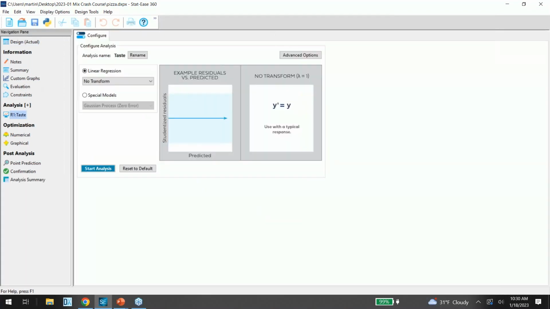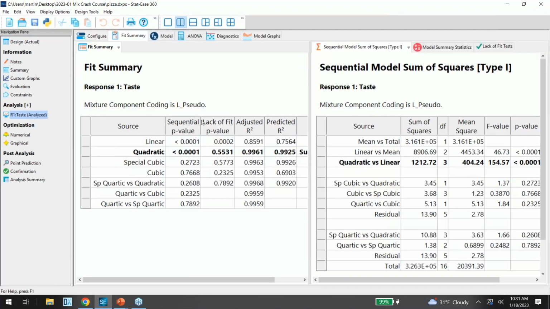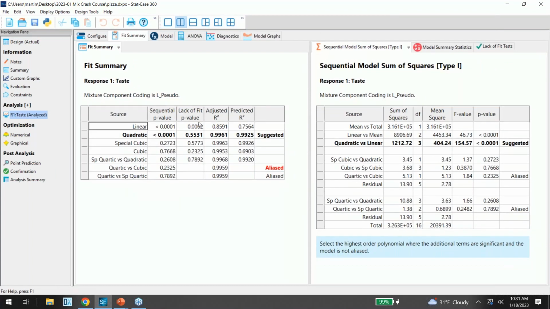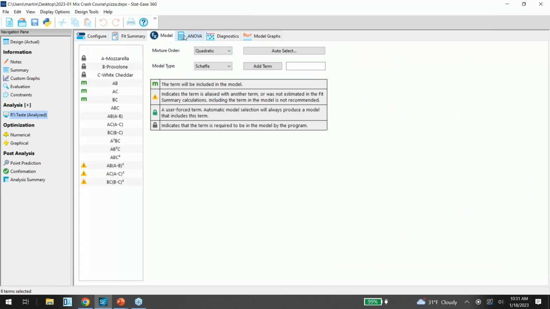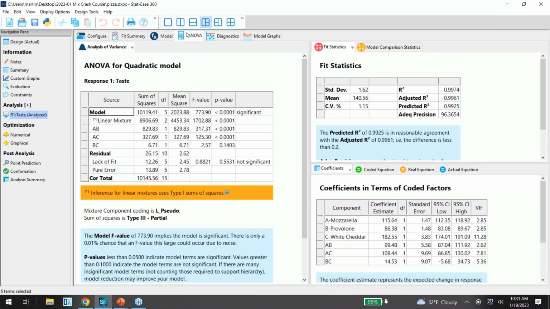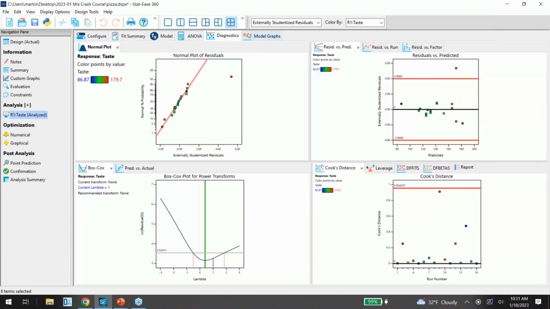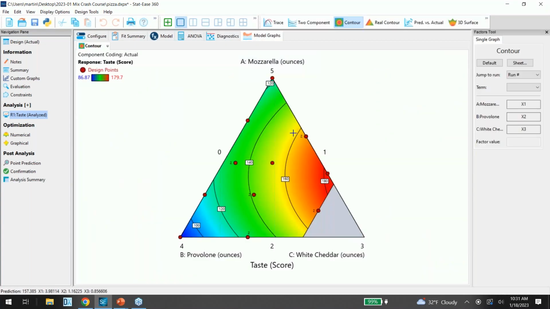So I'm going to analyze this now. I'm going to call this the taste analysis. I'm going to start the analysis. I'm sorry, let's make this a little smaller. It's suggesting a quadratic model, meaning a model that has some curvature in it. And again, I really wish I could spend a lot more time on this, but at the end of the day, what we care about is this graph here.